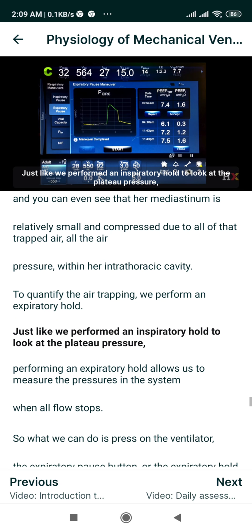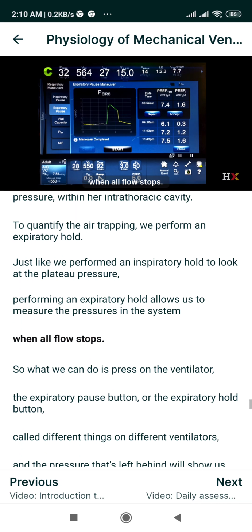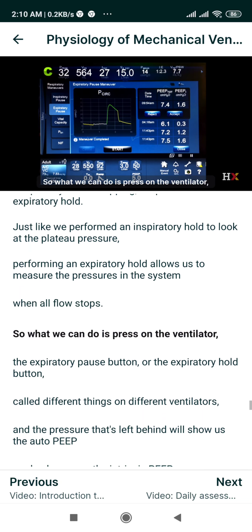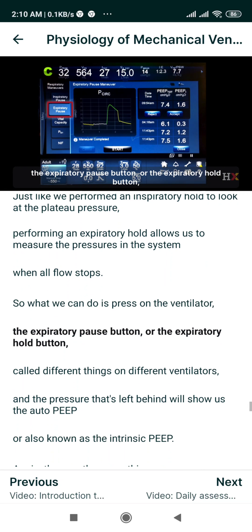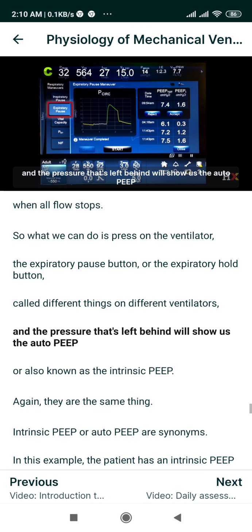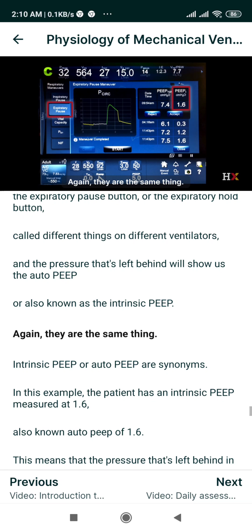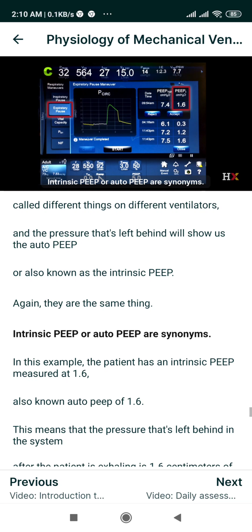Just like we performed an inspiratory hold to look at the plateau pressure, performing an expiratory hold allows us to measure the pressures in the system when all flow stops. So what we can do is press on the ventilator the expiratory pause button or the expiratory hold button, called different things on different ventilators. And the pressure that's left behind will show us the auto PEEP, or also known as the intrinsic PEEP. Again, they are the same thing. Intrinsic PEEP or auto PEEP are synonyms.